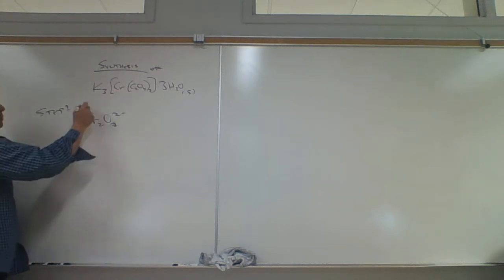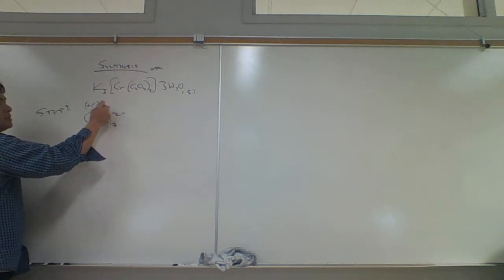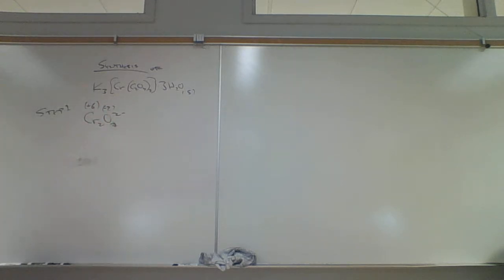Yeah, chromium is at a +6, as you said. Oxygen is a -2. Oxygen -2 is happy as is. That's where the extra electrons went. They went to oxygen to keep it at -2.